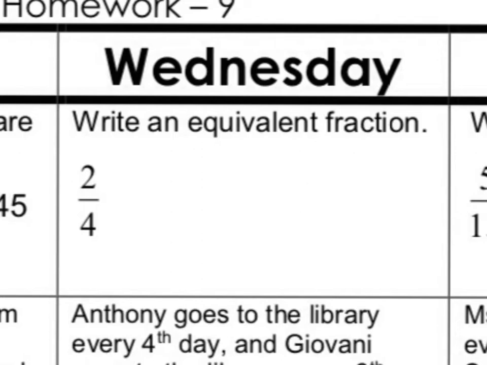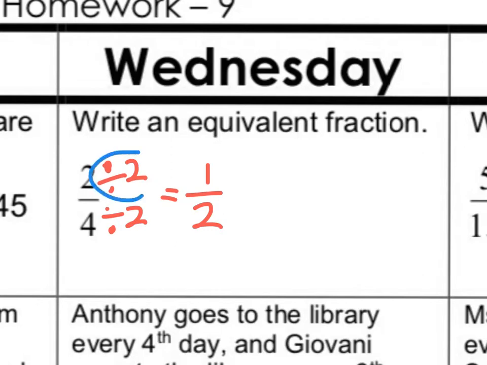The first thing you can do is divide both the numerator and your denominator by the number 2, because 2 divided by 2 makes 1, and 4 divided by 2 makes 2. So 2/4 is the same thing, or you could say is equivalent to 1/2. Now, if you do this, make sure it stays the same. So if you do 2 up top, you must do 2 below.